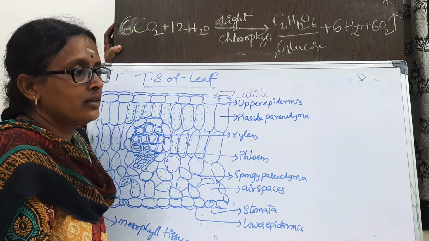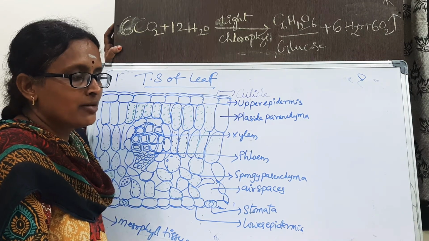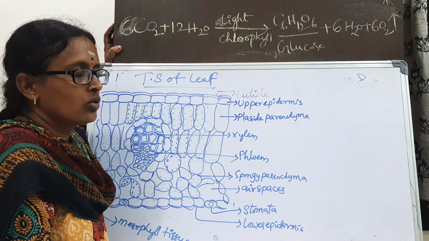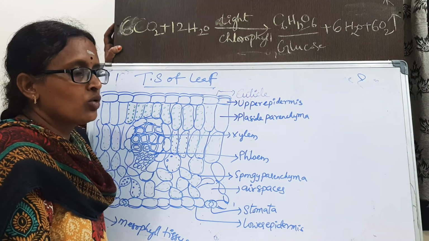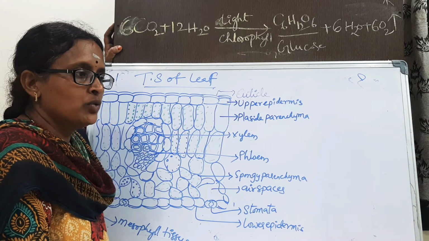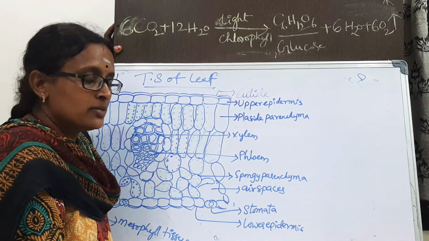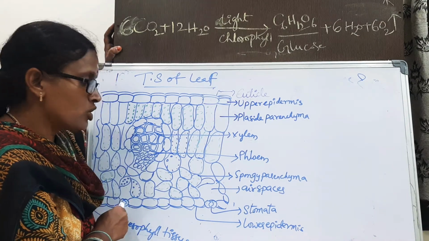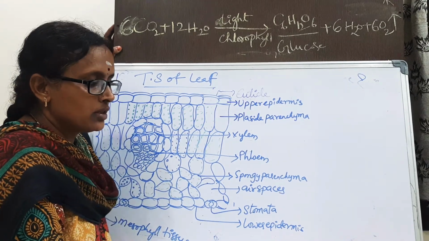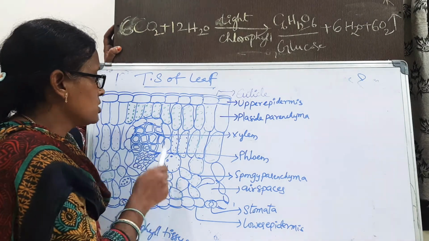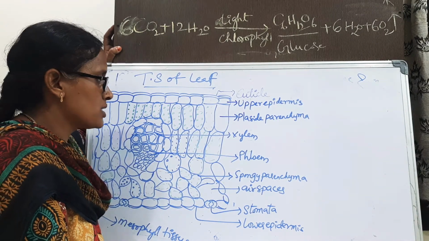They said that these pigments are present in special cell organelles known as the chloroplast. These chloroplasts are present in the mesophyll tissue of the leaf, in the guard cells of the stomata, and in the ground tissues. Okay, so that is the location of chloroplast.